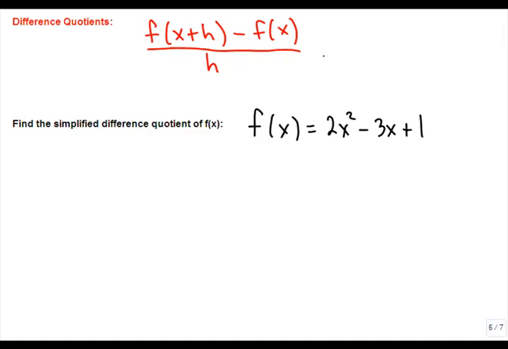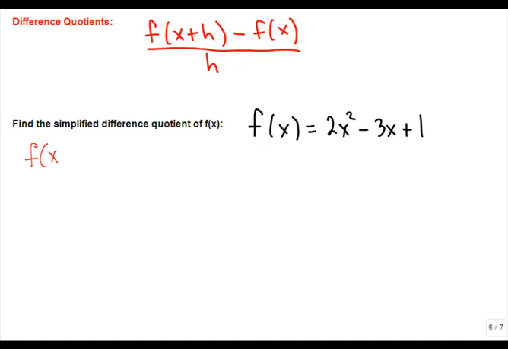So the definition of a difference quotient is basically this formula. A difference quotient is something of the form f of x plus h minus f of x all over h. So what we want to do is, given a certain function, calculate its simplified difference quotient. So we're just going to plug in this function and apply it to this formula and then clean up what we're left with.